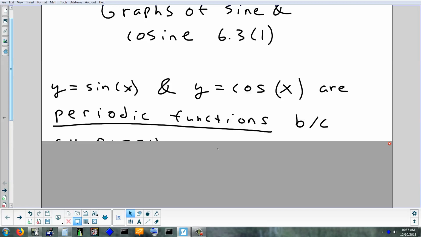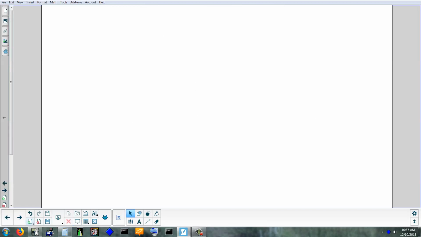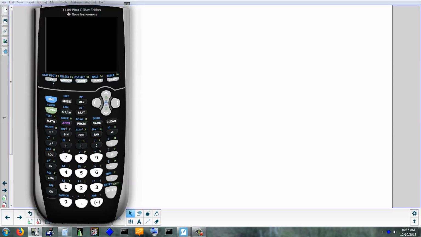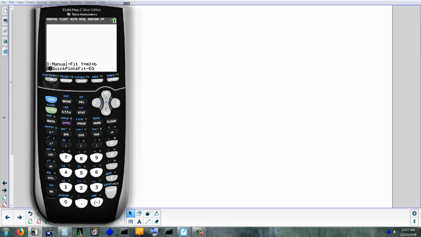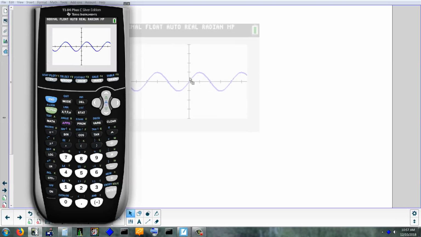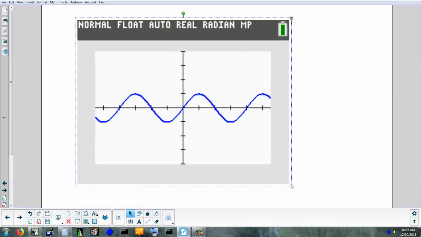So let me just show you first. Let's put a picture up of what sine would look like. Okay, and there's a picture of a sine wave. We look at sine and cosine in the same lesson because they pretty much look the same. All the other trig functions look completely different. They don't look anything like a wave at all. All right, let's take a look at that.